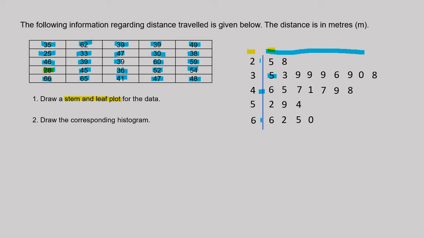In the 30s column, the smallest number is a 0, so the 0 goes first. The next number is a 3, followed by a 5, followed by a 6, the 8, and then there are four 9s.